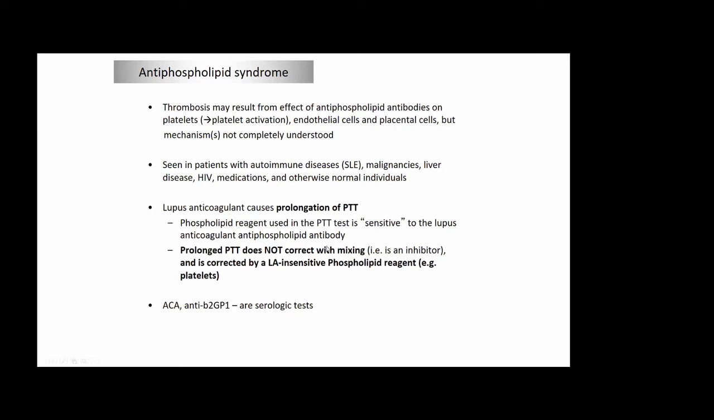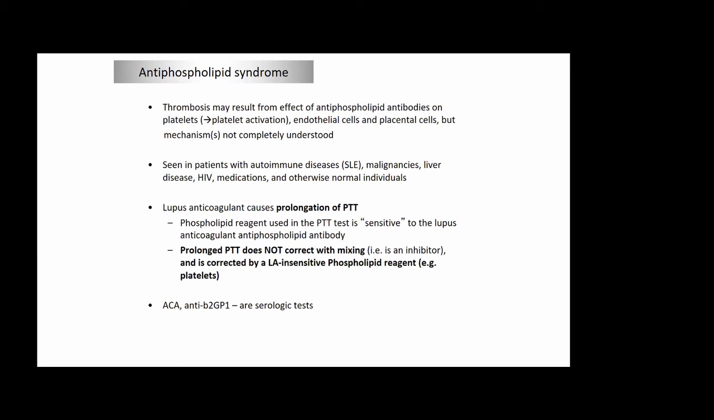Number one, that it doesn't correct with mixing, meaning there's an inhibitor in that test tube. And number 2, that you can correct it with a different phospholipid, like for example, platelets. Because remember, in our body, this inhibition doesn't occur. In our body, something else is supplying the phospholipid. And what it is in our body is the activated platelet.